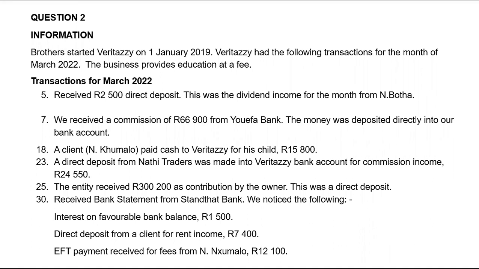Because it was a direct deposit received, we know bank is affected, which is the first account. But what was that money received for? It was for commission income. So the second account that will be affected will be commission income. Let us record this. How do we record this?